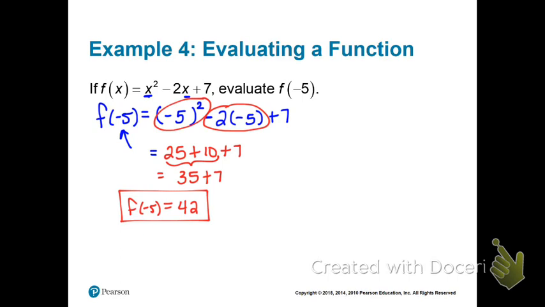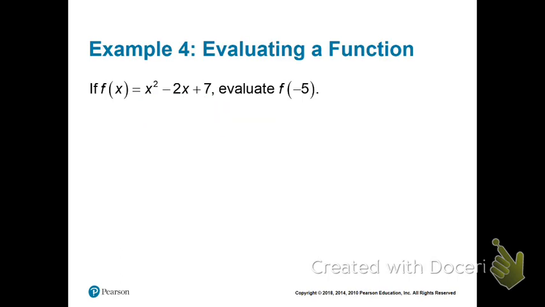Now, I know that's the last example on your notes, but I want to look at one other thing. What if, instead of evaluate f of negative 5, it said f of x plus 2? It's the same idea. So now we have f of x plus 2. Again, everywhere there's an x, I'm now going to put x plus 2.